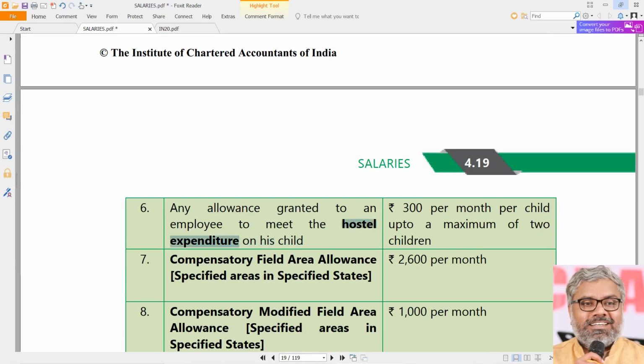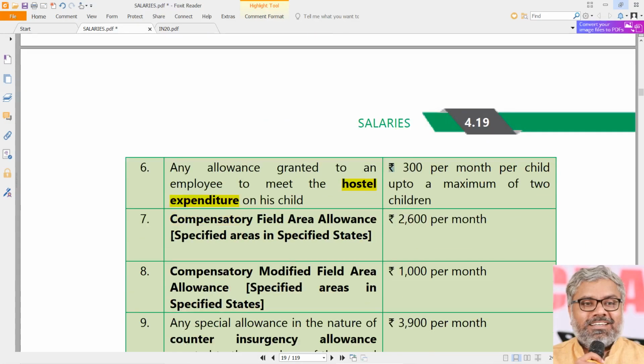And for the same children, the hostel expenditure, hostel allowance you can call it, is given exemption up to 300 rupees per month per child, up to a maximum of 2 children. That's it.